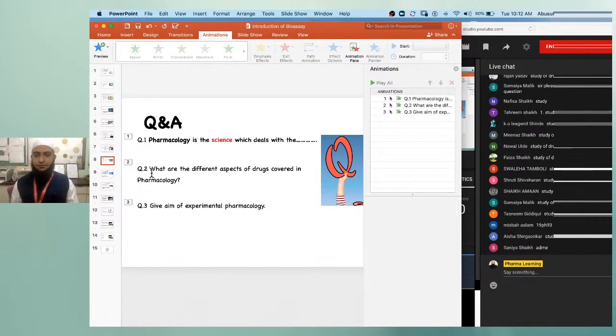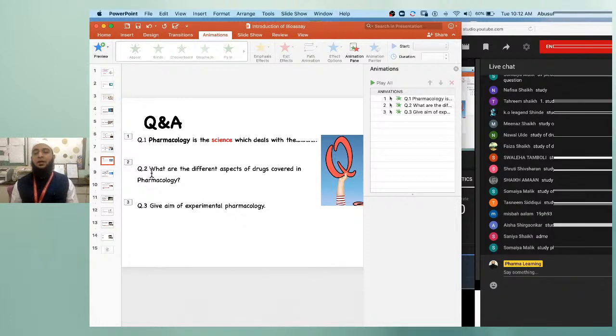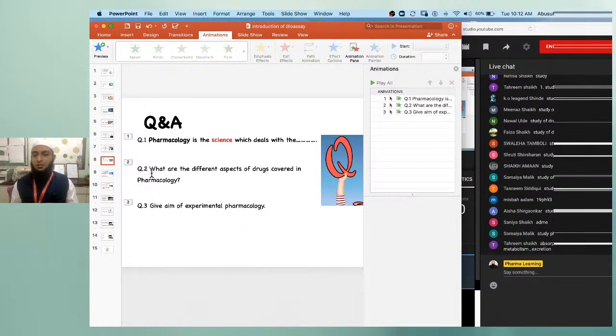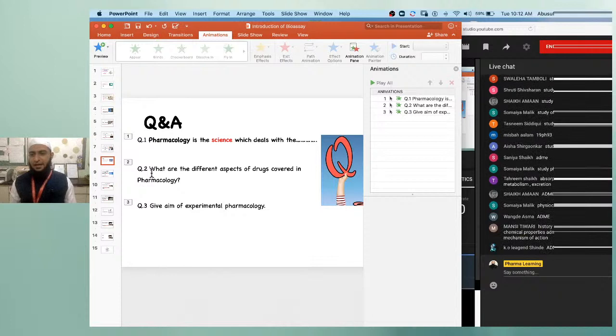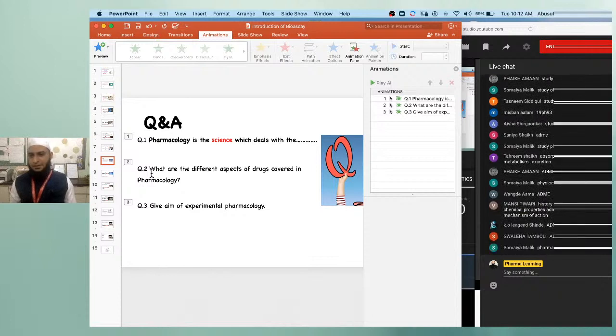Yes, Sania has given the first answer. It is ADME. Yes, you are right. So ADME we study, that is absorption, distribution, metabolism, excretion. That is the study of pharmacokinetics. Yes, Sumaya has mentioned another thing, that is physiochemical reaction. It is not a reaction. Basically, it is physiochemical properties. We don't study reaction. We study physiochemical properties.